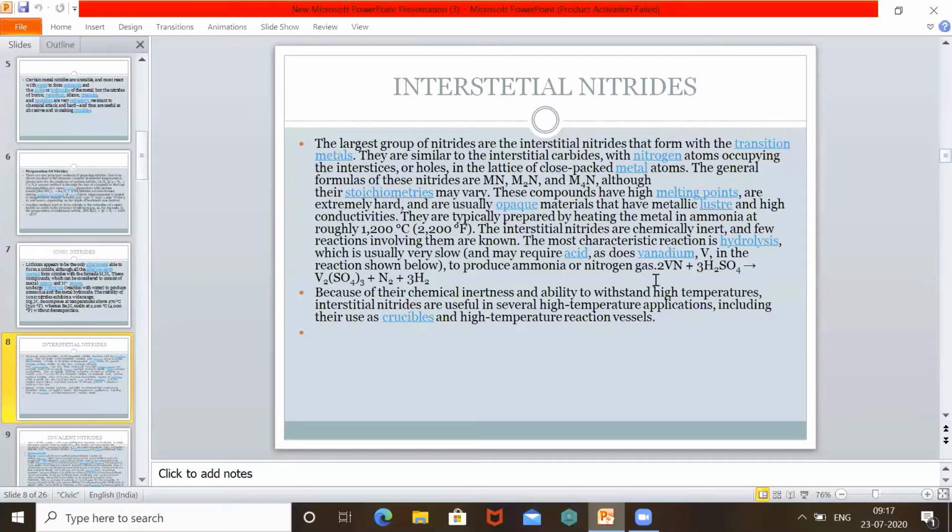For example, see this reaction. They are of the formula MN, M2N, M4N, like this, depending upon the valency of the metal which we are using. For example, vanadium, manganese, chromium, they form interstitial nitrides. They are chemically inert and can tolerate high temperatures, hence they are used to make crucibles. We heat some chemical compound in the lab in a crucible, and that is made up of interstitial nitrides.